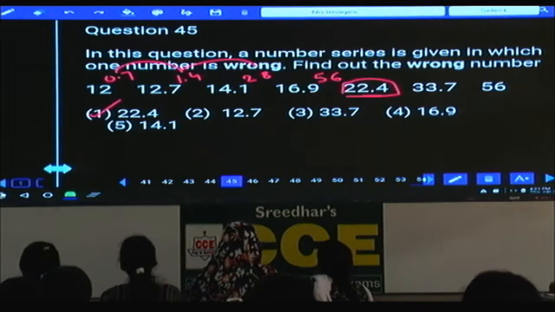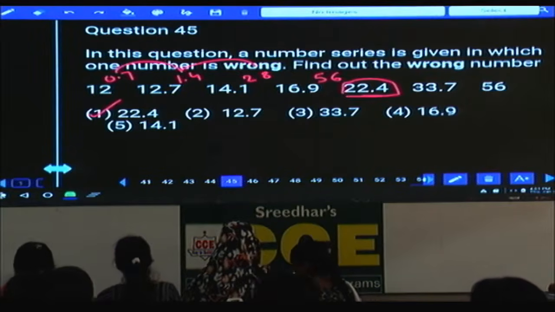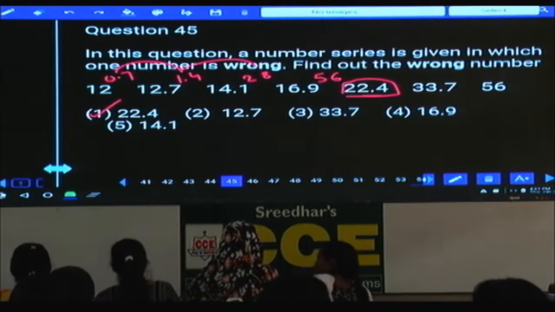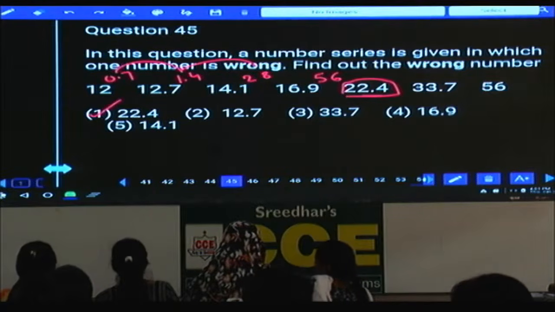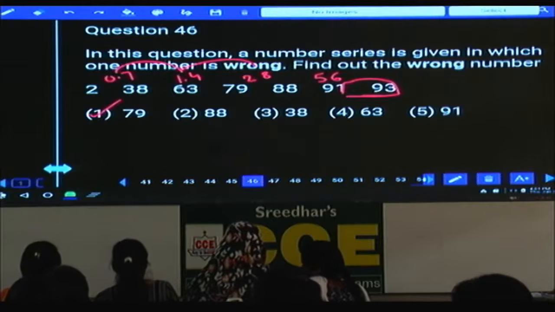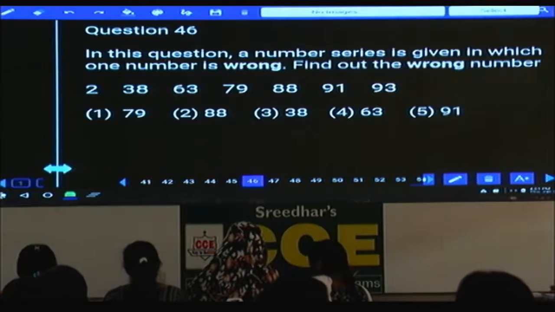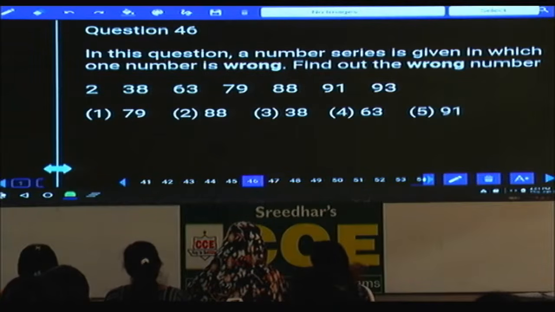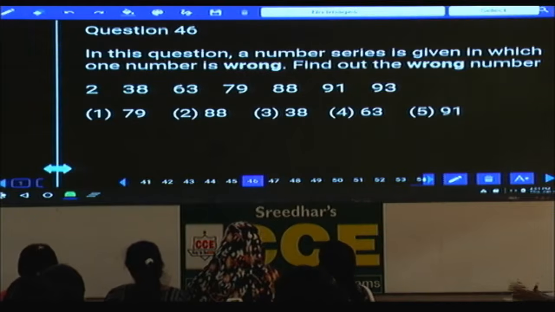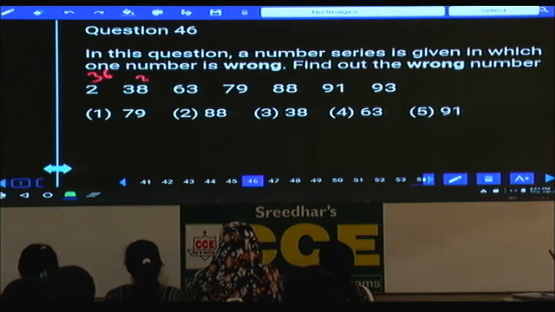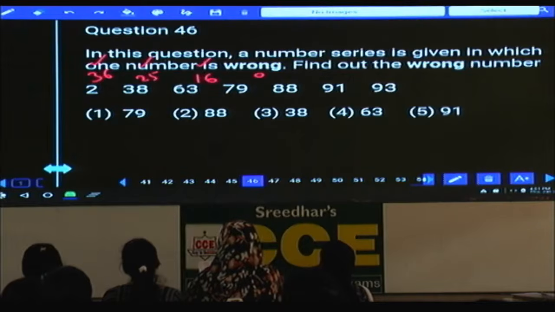The differences between the numbers are 0.7, 1.4, 2.8, 5.6 and so on, 11.2 and so on. Then the next one, question number 46: 2, 38, 63, 79, 88, 91, 93. Now tell me what differences we have. The difference between 2 and 38 is 36. Next, 38 and 63, the difference is 25. Now 63 and 79, the difference is 16. What are these numbers? 6 square, 5 square, 4 square, then 3 square, 2 square and 1 square.